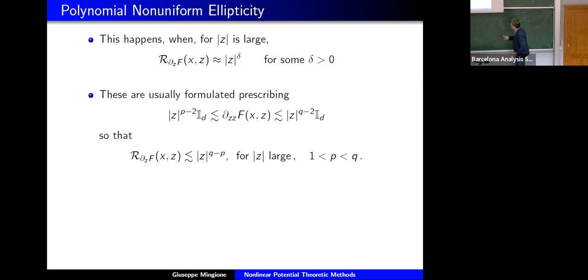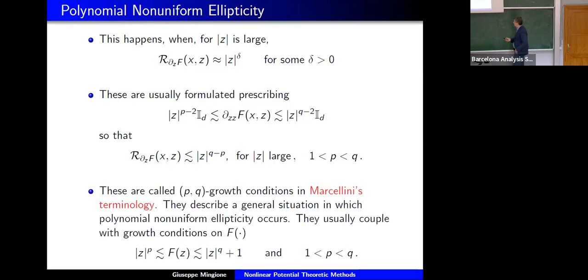In particular, if you are in the so-called p,q setting in the terminology of Marcellini, which you can also find in the literature, in some Russian literature and so forth, you have a p-minus-two growth on the lowest eigenvalue, q-minus-two growth on the highest. So this is bounded by this object, and the q cannot be too far apart from p. This is the classical definition given by Marcellini in the setting of functionals, that they have p-coercivity and q-bound.